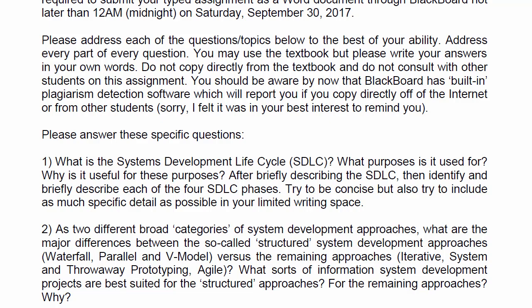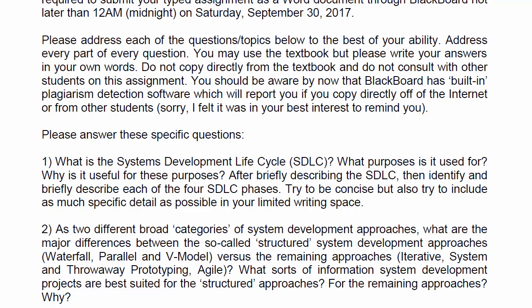Number 2, as 2 different broad categories of system development approaches, what are the major differences between the so-called structured system development approaches? That category includes the waterfall, the parallel, and the V model, versus the second category, the remaining approaches: iterative, system and throwaway prototyping, agile. What sorts of information systems development projects are best suited for the first category, the structured approaches, the first 3? Waterfall, parallel, V model.